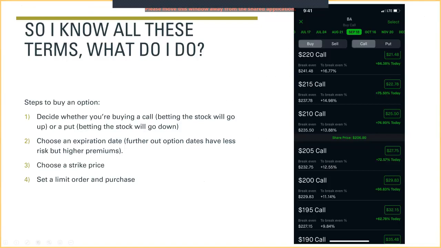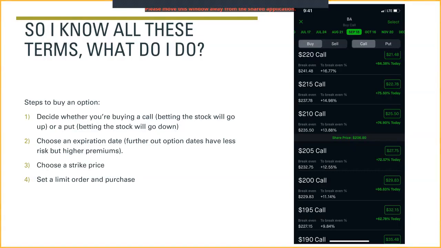What do I do? So one, you want to decide whether you're betting that the stock will go up or whether it'll go down, right? So we're looking at Boeing here. Obviously, I'm looking at calls because I want to bet that it's going to go up. So now we want to choose an expiration date. I chose September 18th just because it was a cheaper date. But if I was doing this short term, I probably would have chosen the end of June.